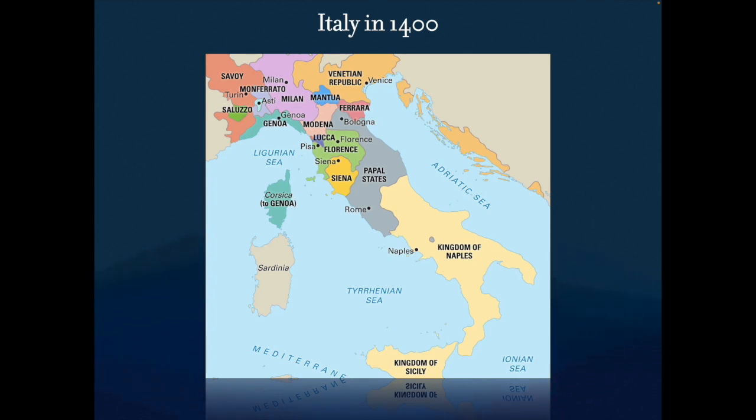Kingdom of Naples was big. Papal states at this time fairly large, but beyond that, everything else is pretty small. Papal states meaning Pope? Mm-hmm. Pope is in charge of those.